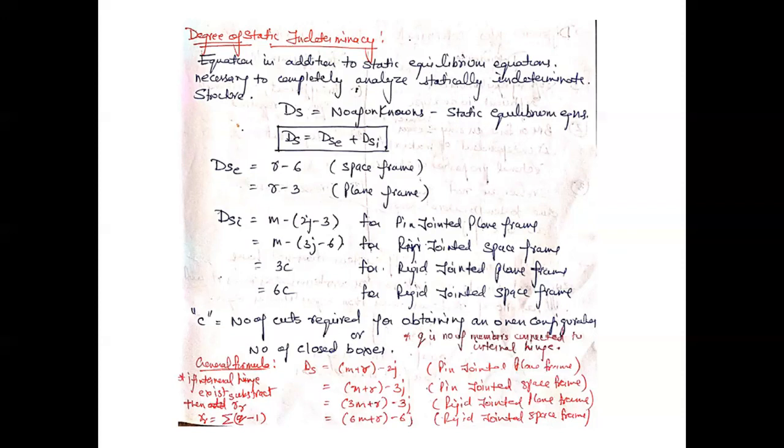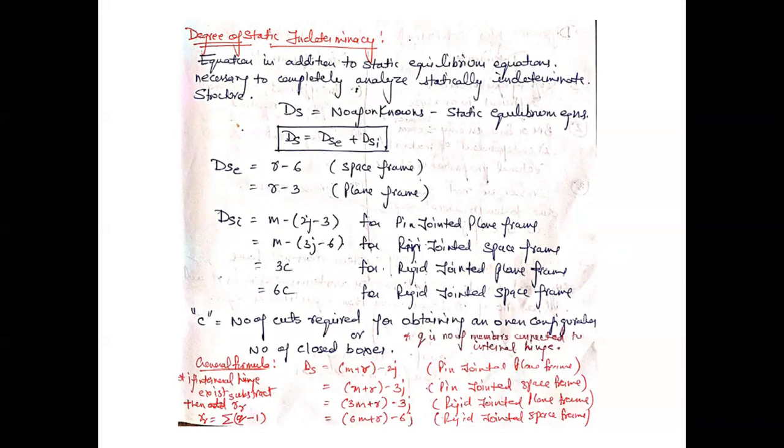For example, if we take a fixed beam. A fixed beam has both ends fixed. At each fixed end, we have three reactions. The total number of reactions in the case of a fixed beam will be six. 6 minus 3, where 3 is the number of equilibrium equations if the beam is in a 2D frame, gives 3. So there are three extra equations that we need to completely analyze this beam. So the degree of static indeterminacy in the case of a fixed beam will be 3.